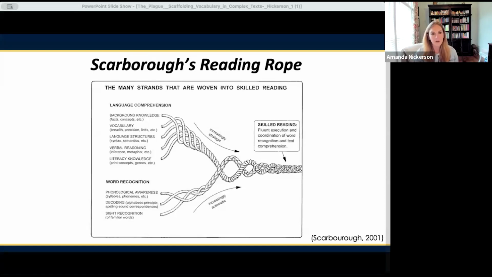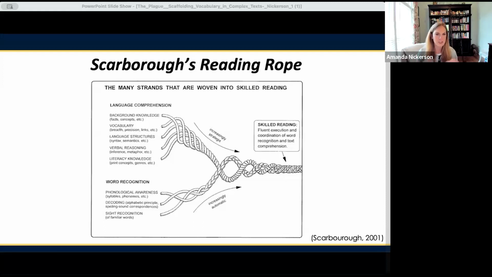When I see Scarborough's rope within this context, this is how I think about it. Those bottom strands that have to do with word recognition, they are the same demands no matter what text you're reading, essentially. We have to be able to understand how those letters and sounds correspond. We need to be able to decode the words that we're reading. We want to have increasingly greater sight recognition.